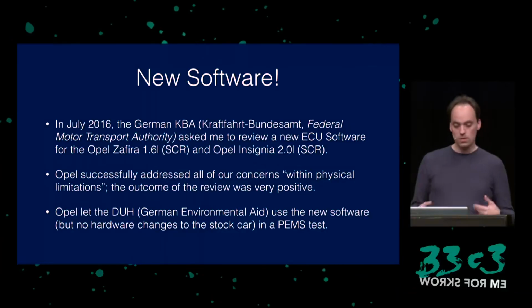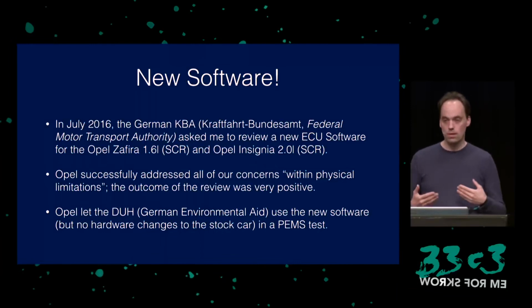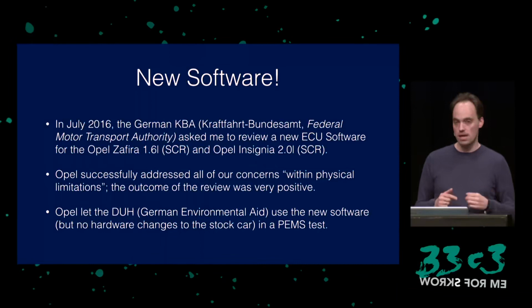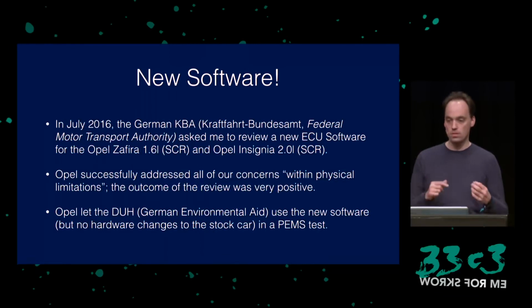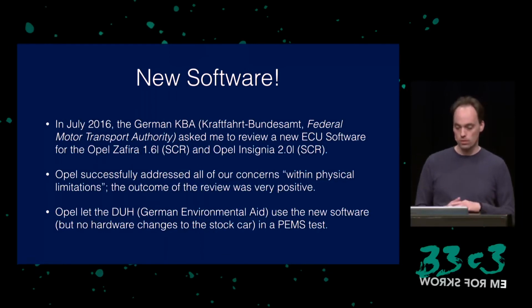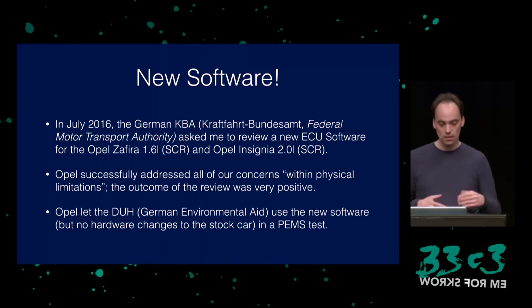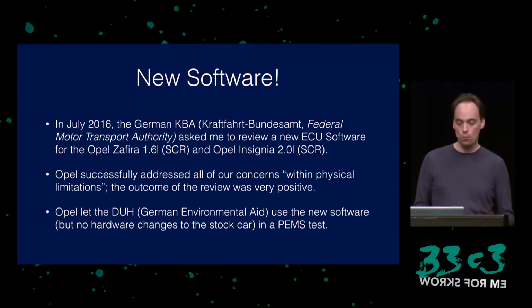So they improved the temperature window and everything. So there was a significant improvement. They were able to improve the software. And they let the DUH, which is the German environmental aid, use a PEMS system. PEMS is a portable emission measurement system. It's something you put on the exhaust pipe on your car, and then you can measure the exhaust during real-world driving. And Opel gave them a car with the new ECU software. Otherwise, the car was identical to the old software.